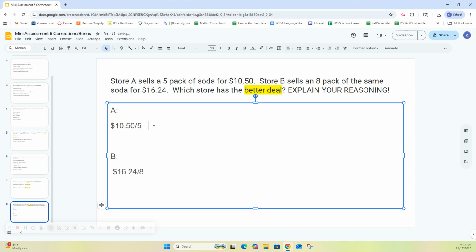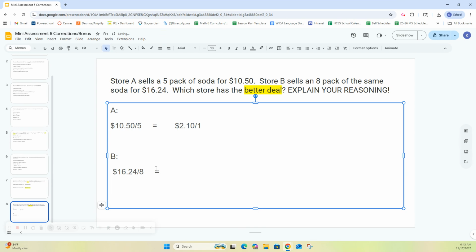All right. To get the cost of one soda at store A, we need to do $10.50 divided by 5. $10 divided by 5 is $2. 50 cents divided by 5 is 10 cents. So store A is $2.10 per unit, or for one.